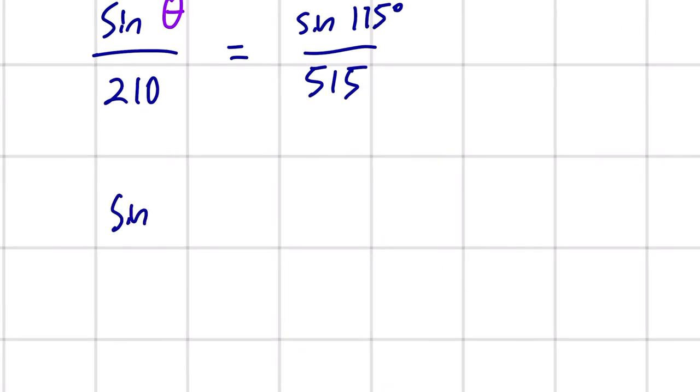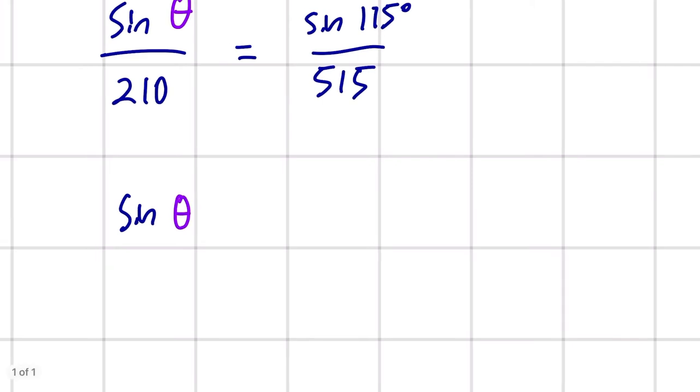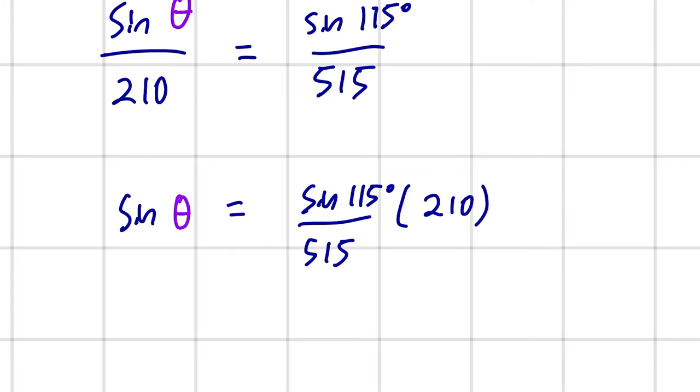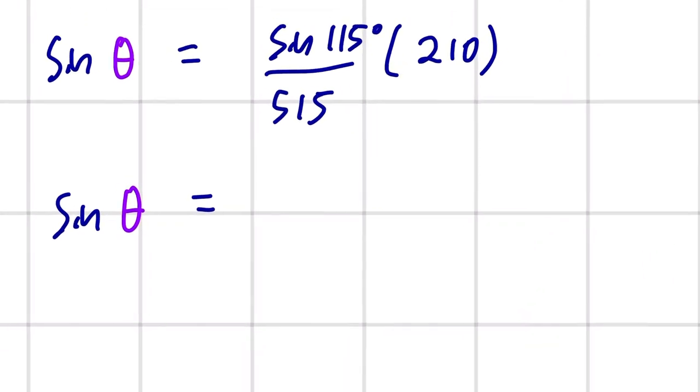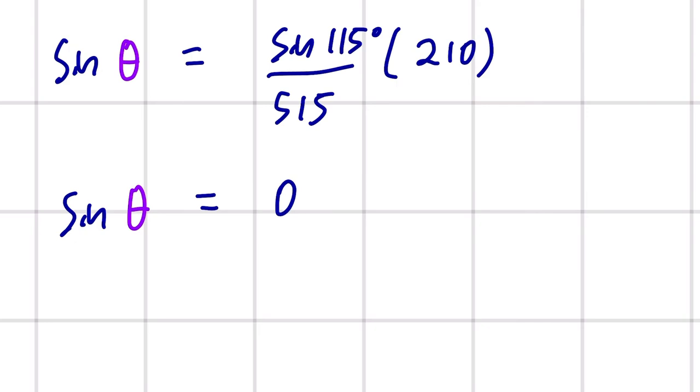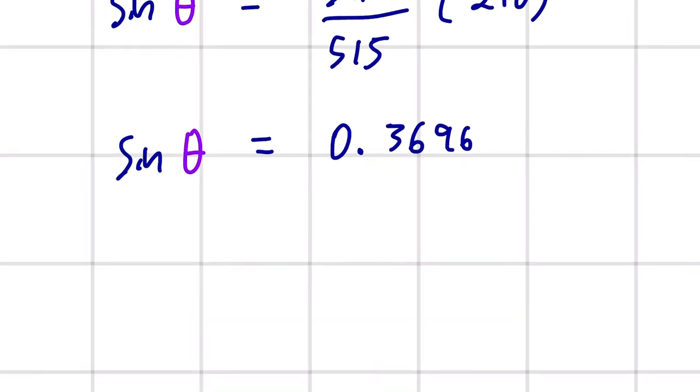And let's rearrange that to solve for sine theta. Sine theta is equal to 115 over 515 multiplied by 210. So the sine of theta is equal to... type this into your calculator with me just to get some practice. I highly recommend following along with your own calculators. You should get a value of 0.3696, as you can see here.